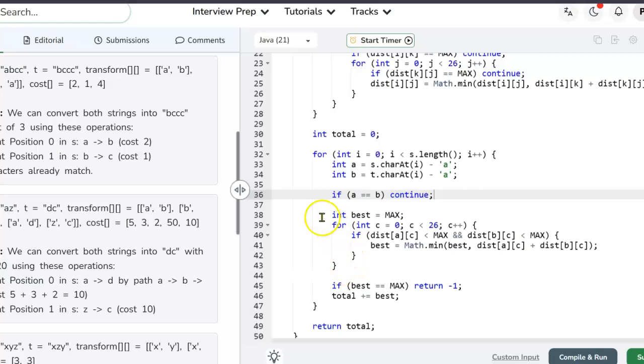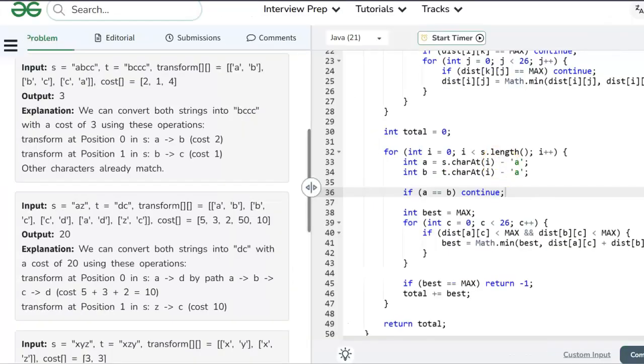All right, so this finds us the best transformation of the letters in S and T at a corresponding index. If best equals max, that means we were not able to find a transform. Then nothing happened here, and we're going to have to return -1. Now, if we were able to find a transform, we'll take the cost of the transform added to total. When we're done with the whole thing, we'll return total. All right, so let's try to run this.